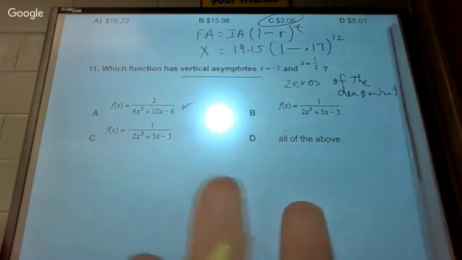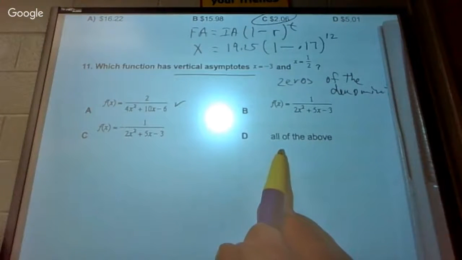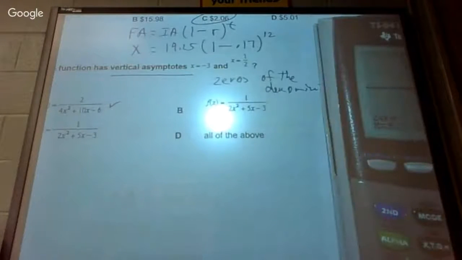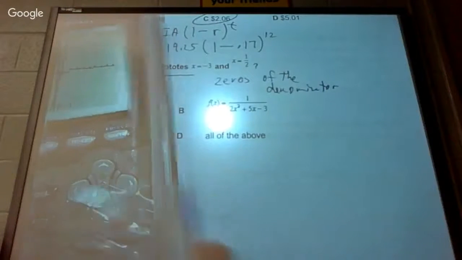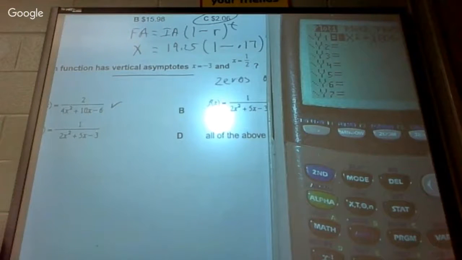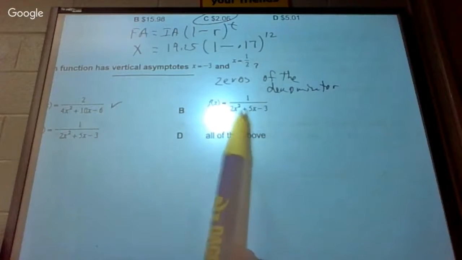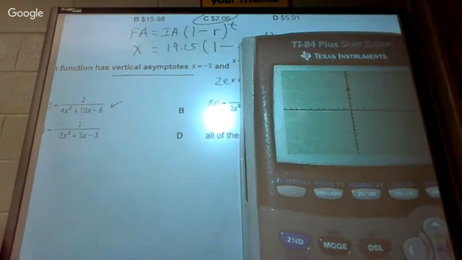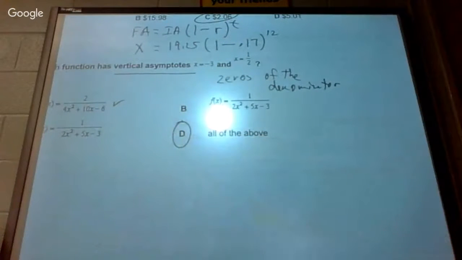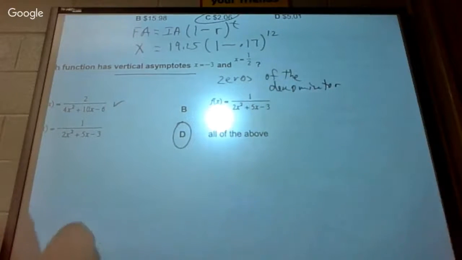All right, well, I need to try B because look at my D answer. It says all of the above. So we need to try B. If B works, then C's probably going to work too, isn't it? So let's type in B. 2x squared plus 5x. And the funny thing about it is, if I took that and divided it by 2, I think this is probably going to work. We'll see. Zoom 6. Looks the same, doesn't it? So it works as well. So D is the answer. Find your zeros on the bottom for vertical asymptotes. The zeros of the denominator.